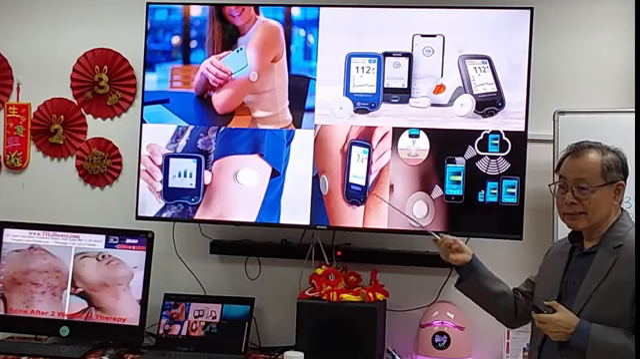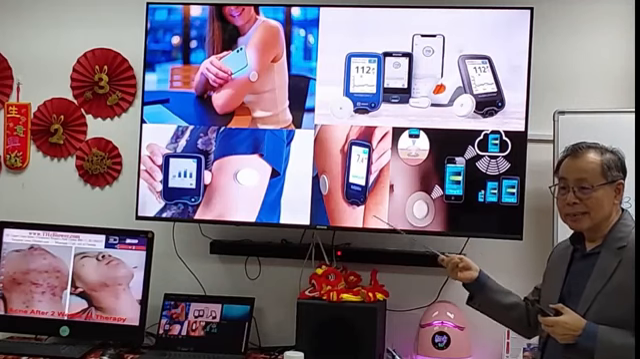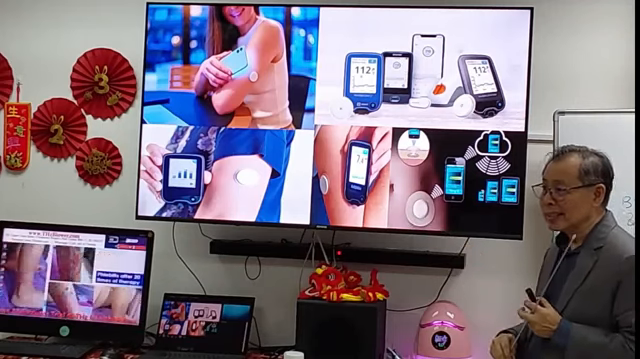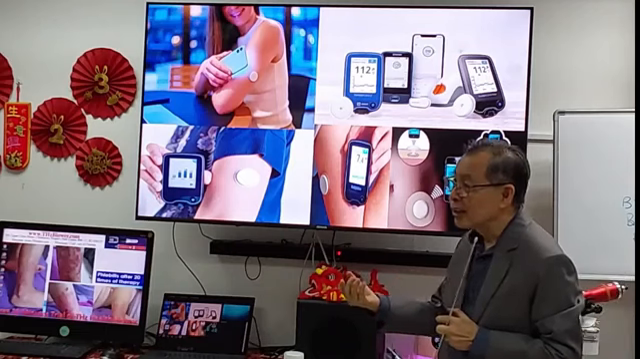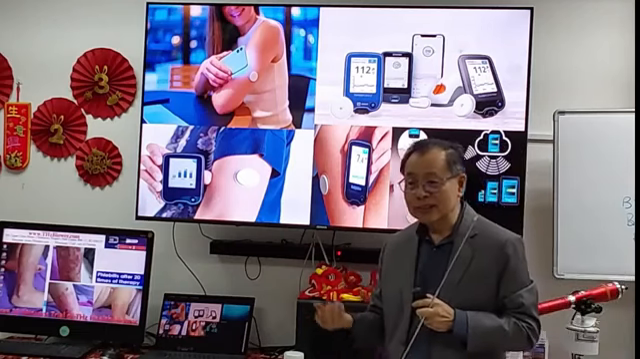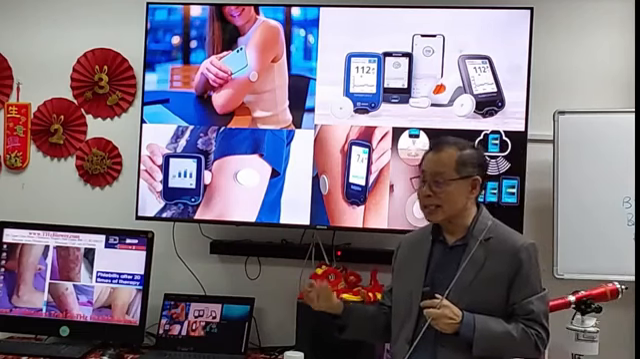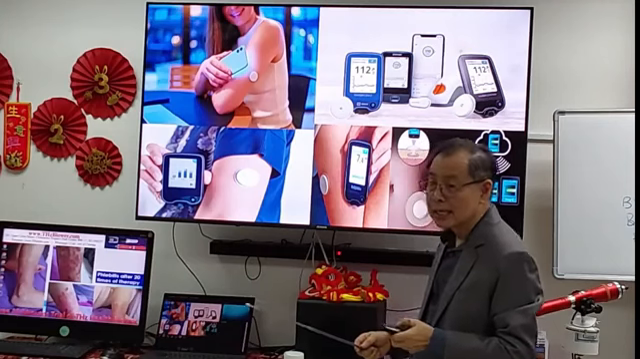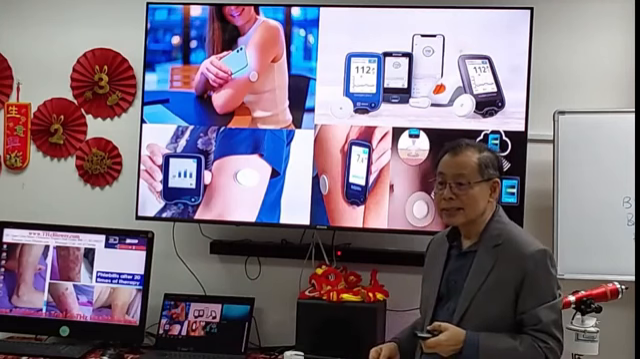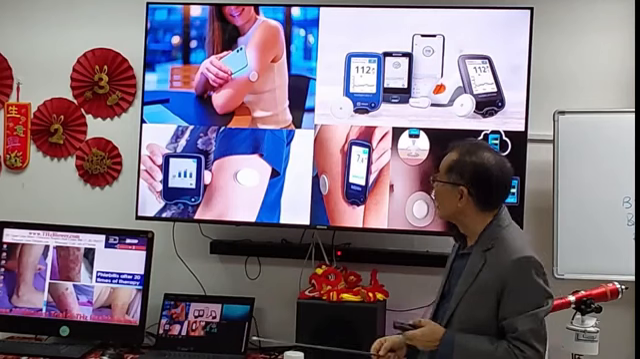A lot of people who can afford it are now buying it and monitoring their blood sugar, revealing how your body is functioning, how high your blood sugar is. So they don't have to break their fingers, which is good actually.